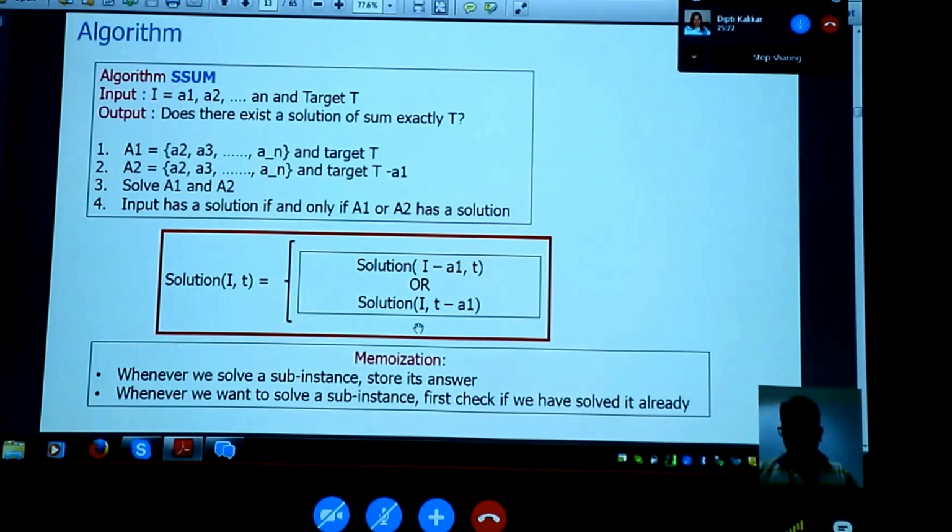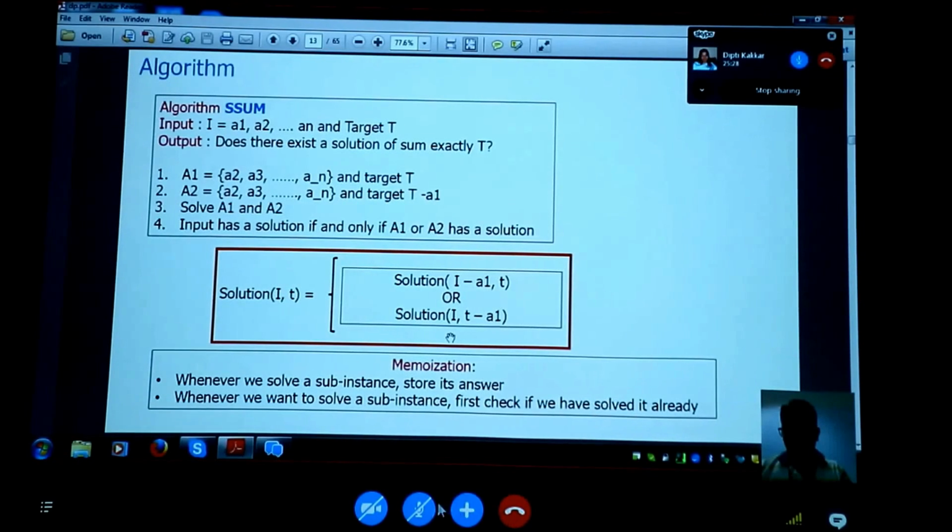Now you can blindly do memoization on this. You don't need to do anything further. Write this program as a recursive program, but do memoization, which means that yeah.